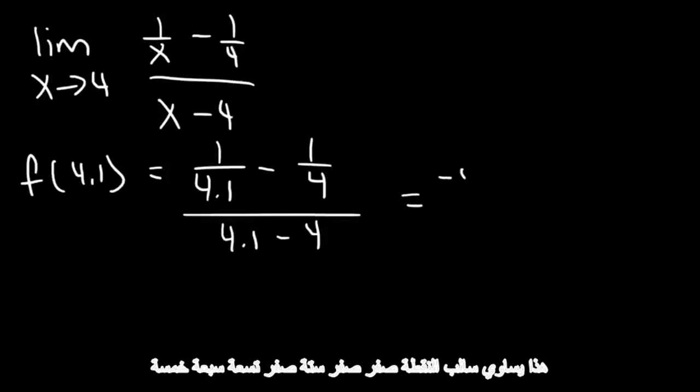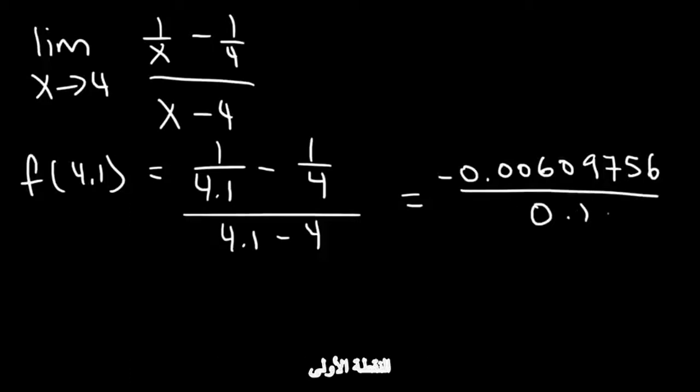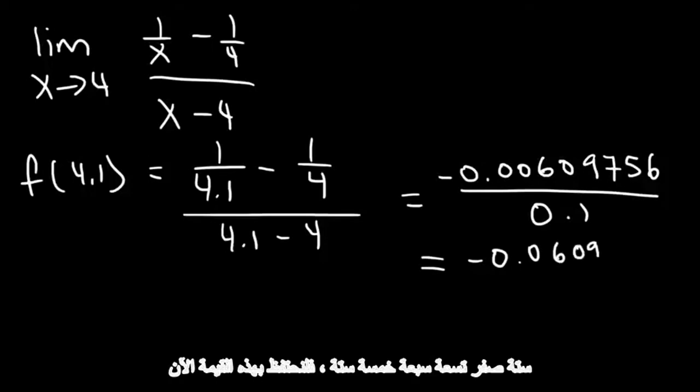That's equal to negative 0.0060975, and there's a 6 after that. 4.1 minus 4 is just 0.1. And so this gives you negative 0.0609756. So let's keep this value for now.